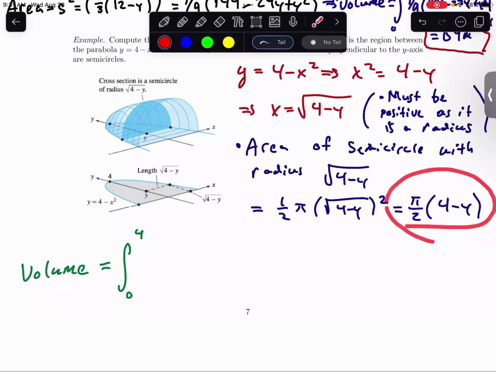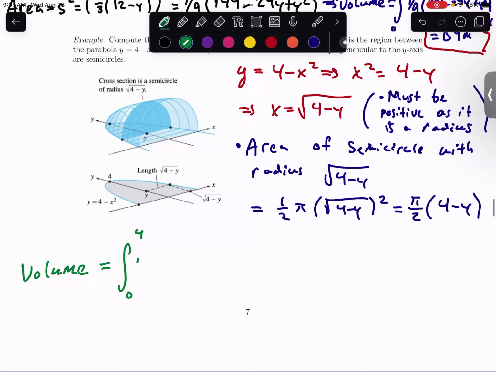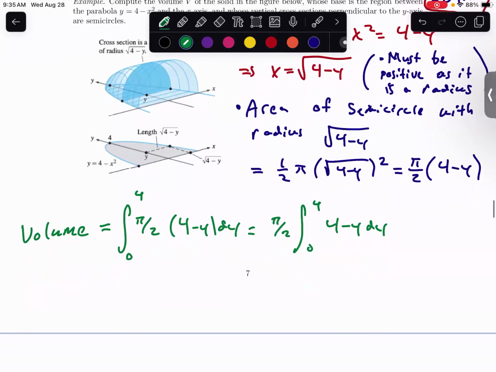And then you just integrate this equation we found. So it's going to be pi over 2 times 4 minus y dy. And so you can bring out the pi over 2. So it's really pi over 2 times the integral from 0 to 4 of 4 minus y dy. And then it's just a matter of using the power rule. So this is going to be equal to pi over 2. The integral of 4 with respect to y is just 4y. And then this is y squared over 2, evaluated from 0 to 4. And so this ends up being equal to 4 pi, if you plug in the numbers.